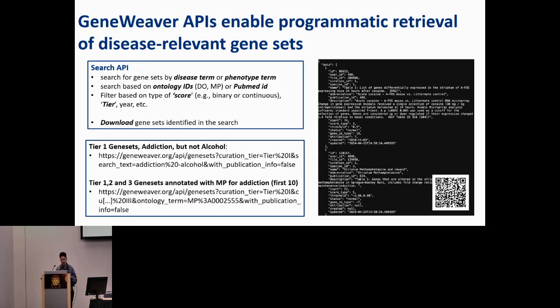So this is just an example of using the API where we're looking for all of the gene sets associated with addiction, but not alcohol, right? So you can use standard ways of searching these data that you would in a web page. And then here's just those that were annotated to a mammalian phenotype term for addiction. This is just an example of what you get back.